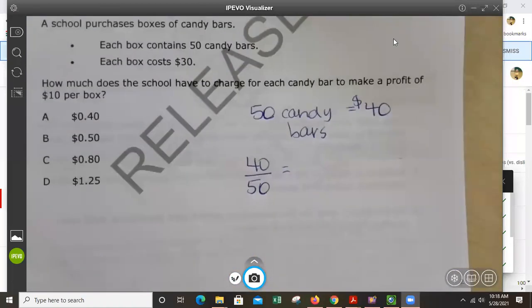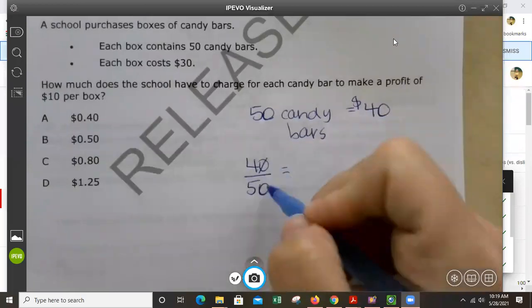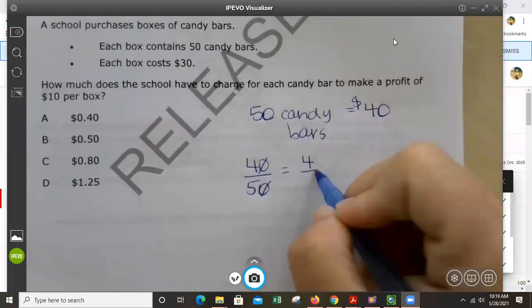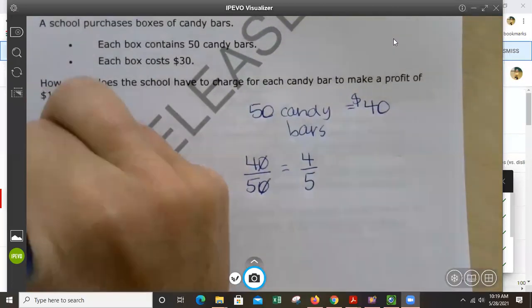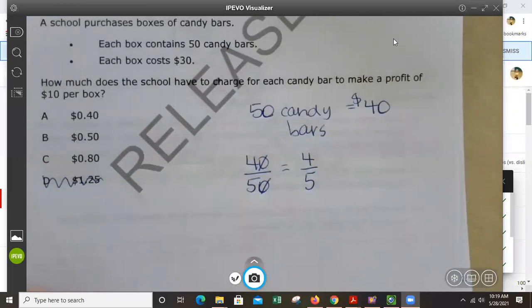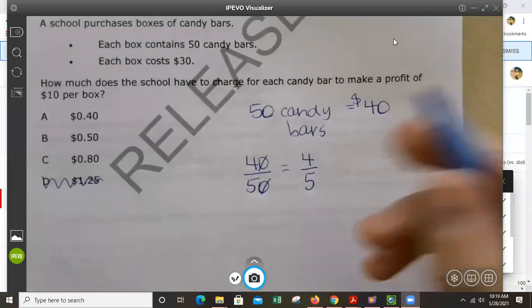Okay. When you divide 40 by 50, we can take off these zeros, and it's 4 out of 5. The first thing you'll notice is it's not going to be a whole number. It's not going to have a 1 because this is a regular fraction and not an improper fraction. So you can divide this if you want to, or realize that 1/5 is 0.2. So if you divide something by 5, it's 20%.